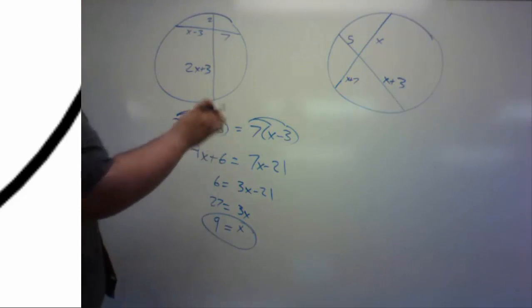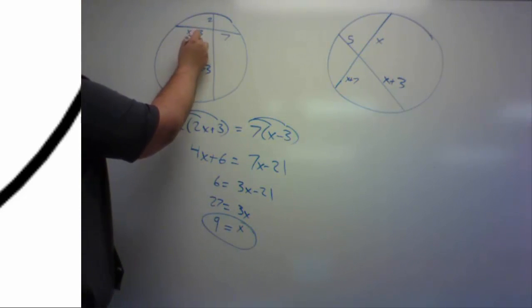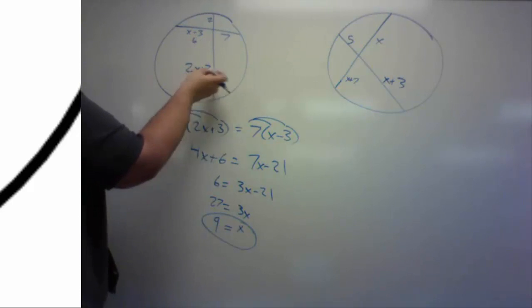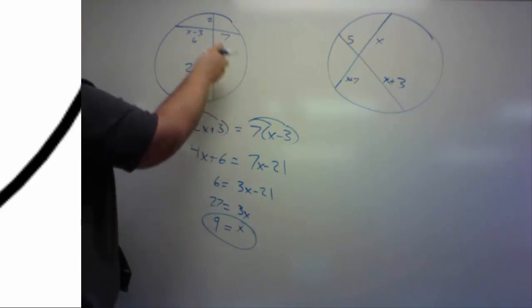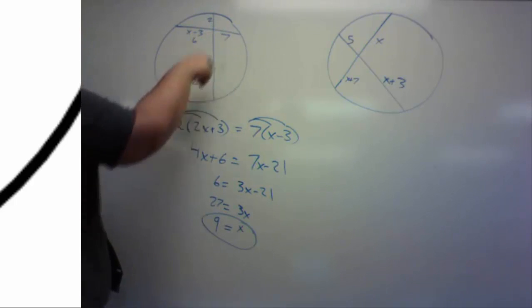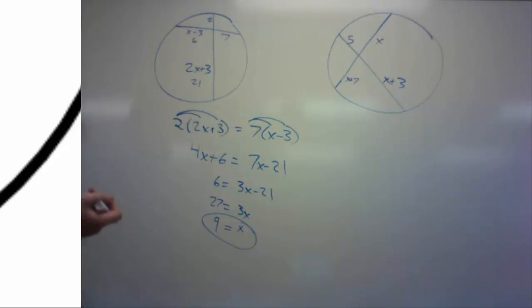If I put 9 in here, 9 minus 3 is 6. If I put 9 in here, 9 times 2 is 18, plus 3 is 21. 6 times 7 is 42. 2 times 21 is 42. It works.